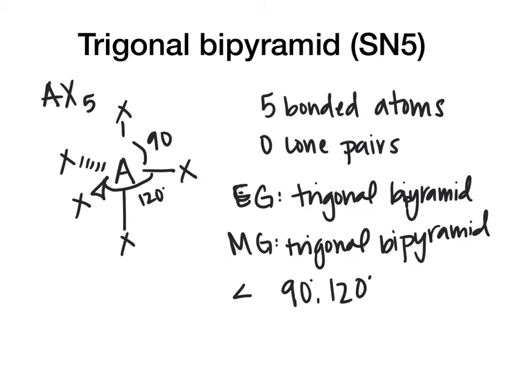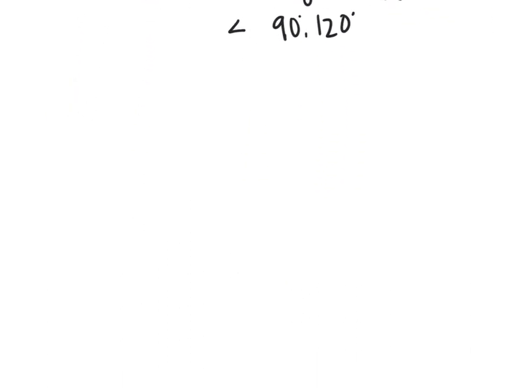So now we're going to do the same thing where we successively remove one atom and replace it with a lone pair at a time. So now let's look at the AX4E. So we're going to start with the same basic structure.